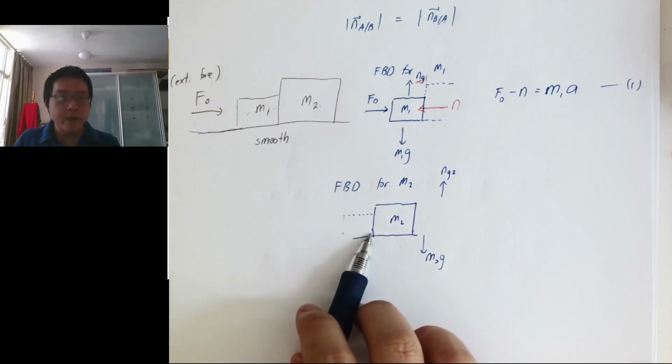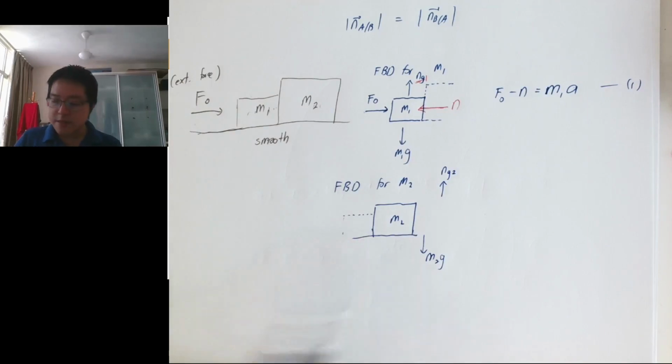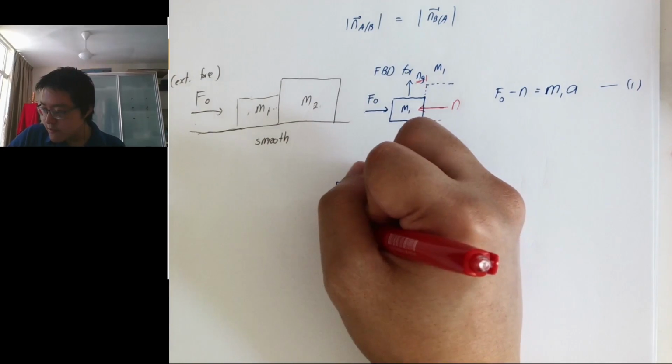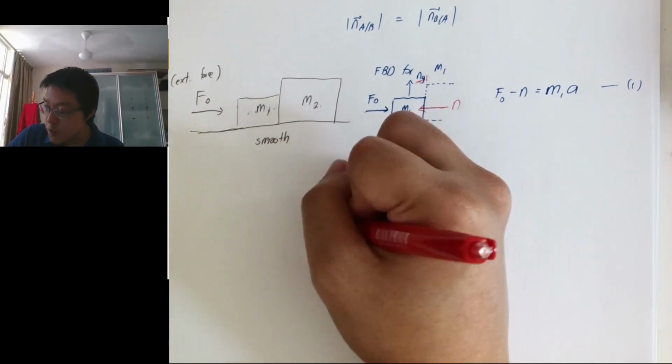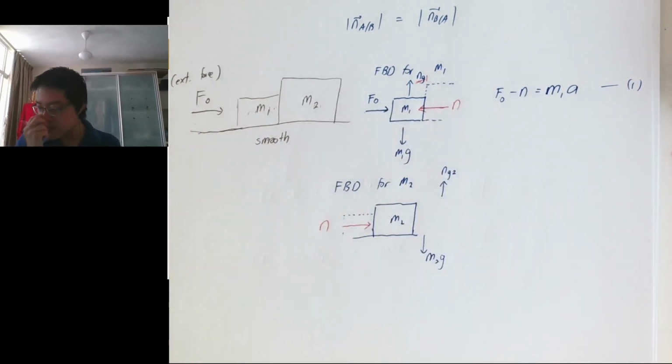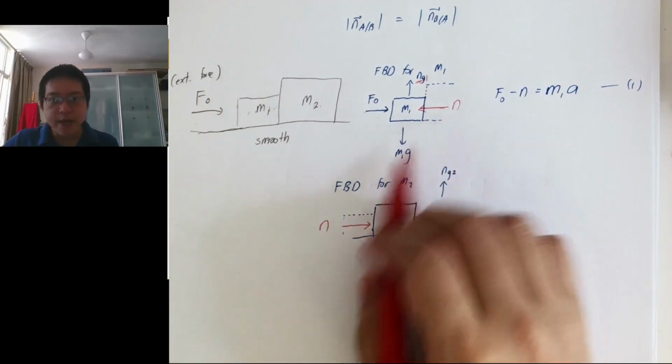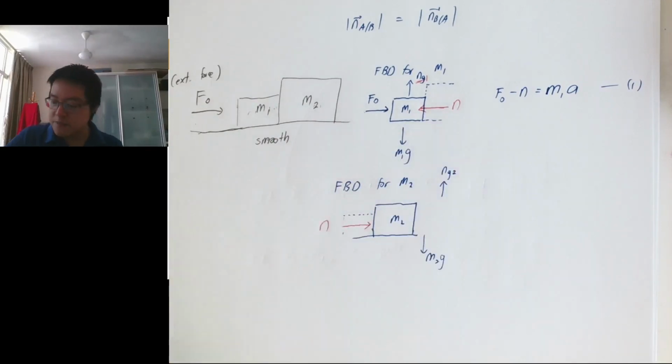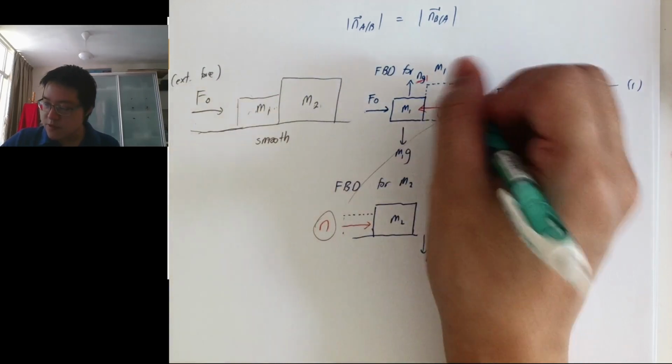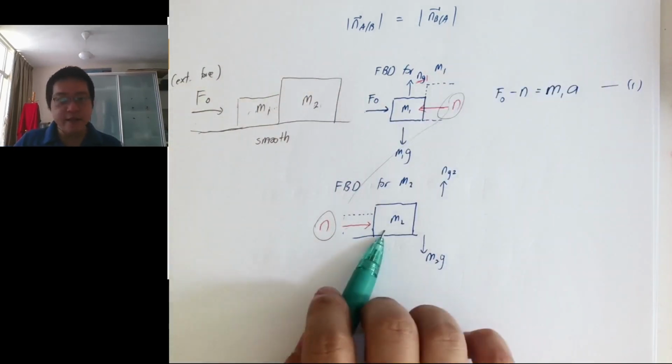It is touching M1, right? So there is a normal force. The normal force is usually what I call a touching force, and it is the same N by Newton's third law. So these two are the same magnitude, just with opposite direction.